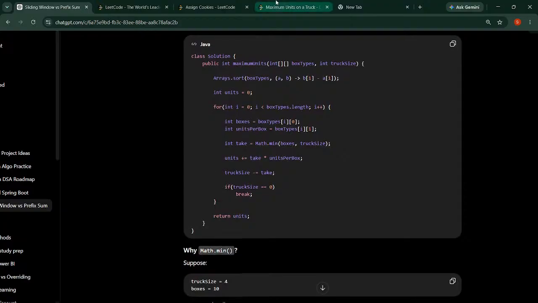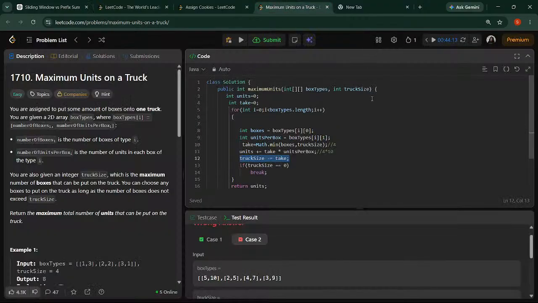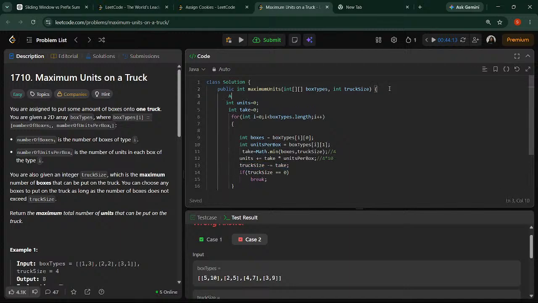Okay, I haven't sorted the array. That's why it's happening. I think we have to sort the array.